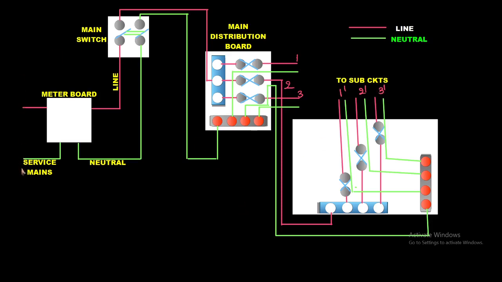See here, whenever you have the connection, first you get the service mains. From the service mains we connect to the meter board. In the meter board we will have one energy meter, service cable, ceiling end box, and bus bar arrangement to service mains and fuse and neutral link. The neutral link also will be connected. So in the meter board we will have all those things.